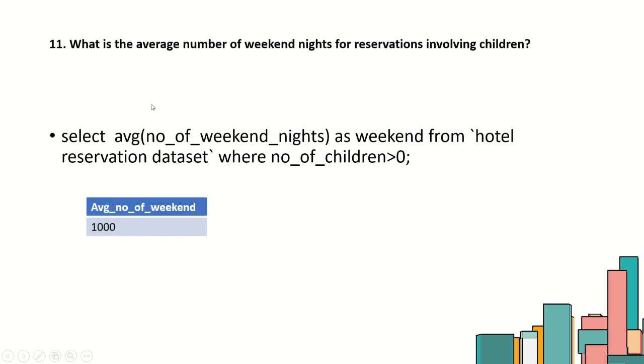Let's look at this question. What is the average number of weekend nights for reservations involving children? Since it is particularly asked that we want reservations involving children, in the where clause I have used number of children should be greater than 0. For the average number of weekend nights, on the column number of weekend nights I have used the aggregator function average from the dataset, which will give us the average number of weekend nights as 1000.